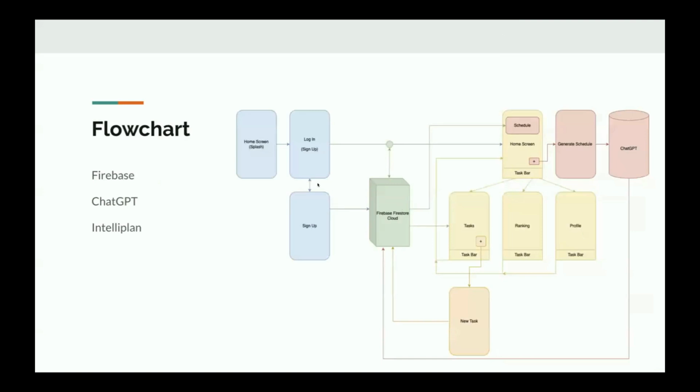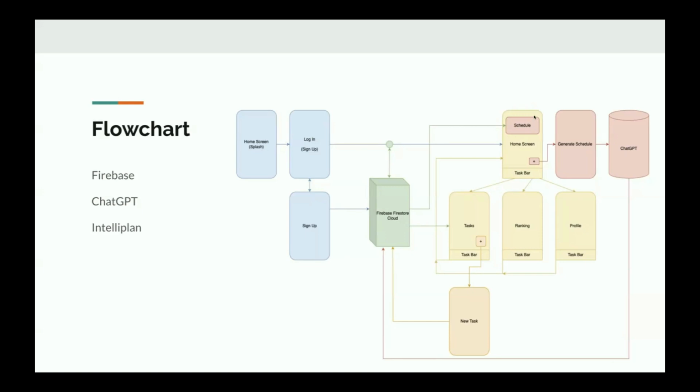So this is the flow chart for my app. We start on the home screen that after a few seconds of loading progresses to the login screen, where you can either sign up for a new account, which will store your account into Firebase, or you can log into your old account, which pulls from Firebase to authenticate your login information, and then goes to the home screen. For the home screen with the generate schedule button, you will make a call to the ChatGPT API, which will then store its sent schedule into Firebase, which will then be pulled back into your home screen as a schedule.